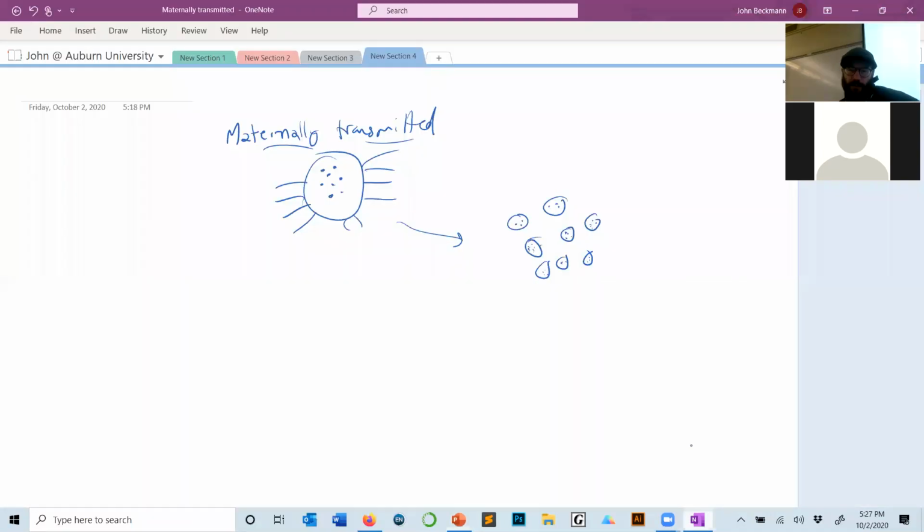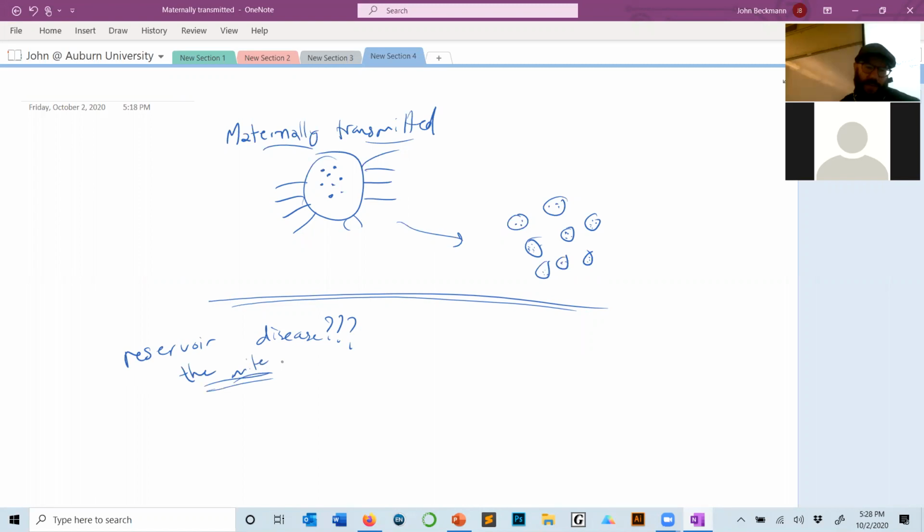So let's ask a more creative thinking question, which you should be able to answer. What's the reservoir for the disease? What's the reservoir? The mite. In the chat, Lewis said the mite. That's correct. The mite itself is the reservoir. The mite itself is endemic. Okay.